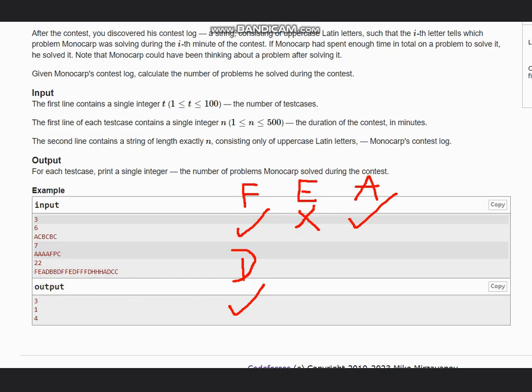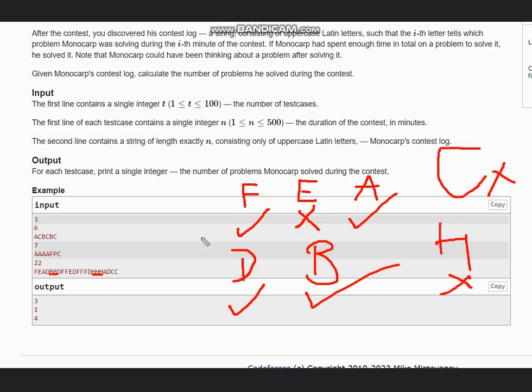Next we have B, and we need 2 minutes of B, so 1 minute, 2 minutes, it is solved. Is anything left now? A, B, D, E, F. Now H, H is less, H can't be solved. C is also left, C can't be solved. So we have the answer as 4.